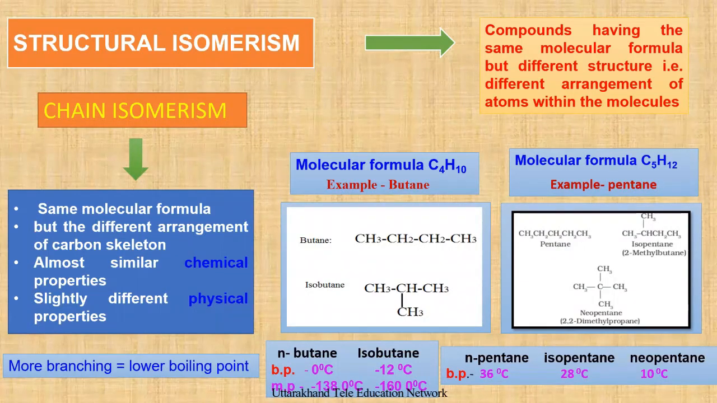The boiling and melting points of isobutane are minus 12 degrees Celsius and minus 160 degrees Celsius, respectively, compared with the boiling point of n-butane, 0 degrees Celsius, and melting point minus 138 degrees Celsius. And the boiling point of n-pentane is 36 degrees Celsius, for isopentane it is 28 degrees Celsius, and for neopentane 10 degrees Celsius. This is because the linear chain isomers have more surface area of contact, and hence they have a stronger intermolecular force of attraction, compared to the branched chain isomers, which have a compact shape.